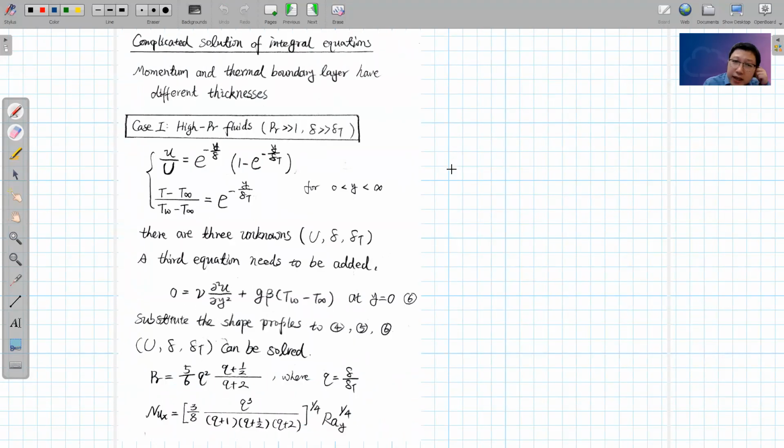So there is another way. Okay. In this case, the momentum and thermal boundary layers have different thickness. So in this case, delta is not equal to delta t. And in this way, we need to consider two cases, right? When the Prandtl number is very large or the Prandtl number is very small. Why? Because the profile is different.